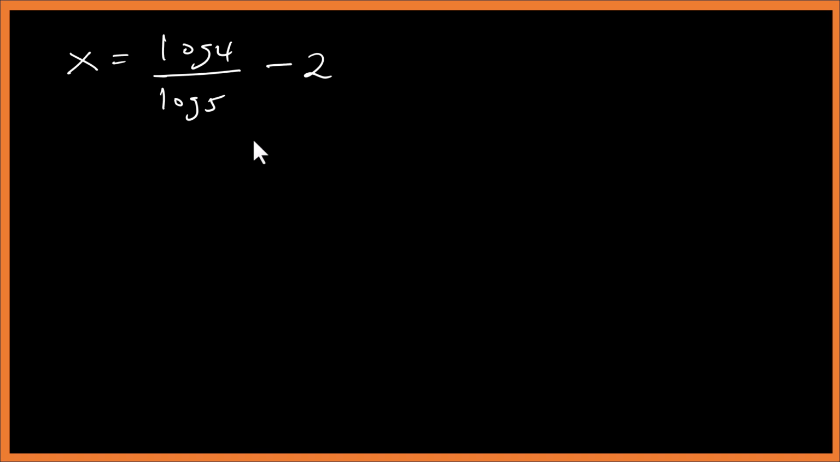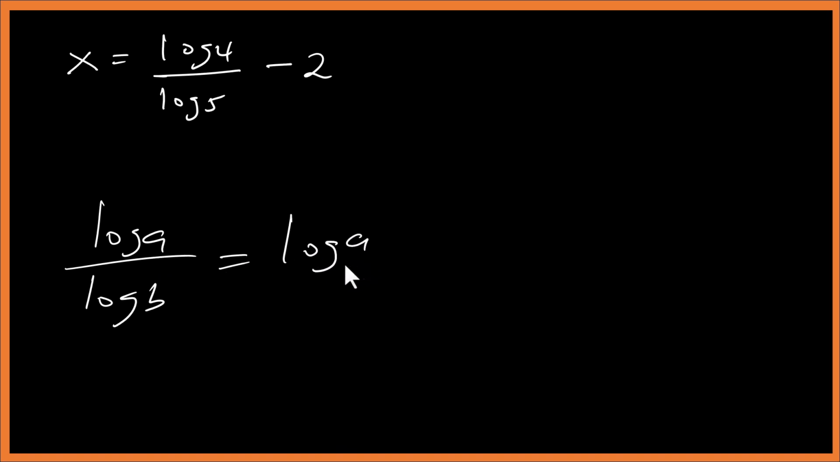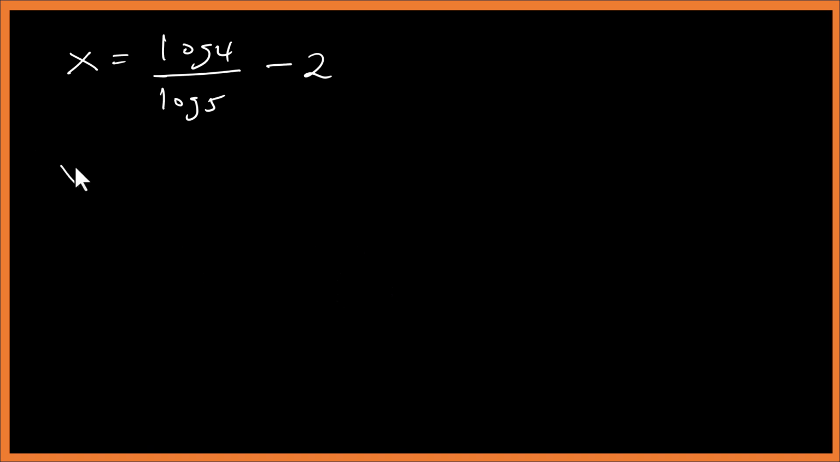Okay, so let's write the final answer. When we're given log A over log B, it is the same as log A base B. Okay. All right. So we have x equals log 4 base 5 minus 2. Okay. All right. So let's verify.